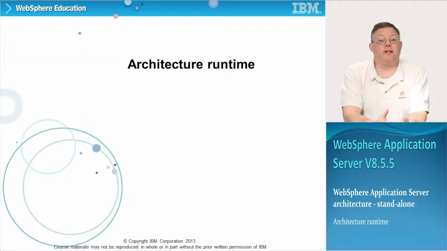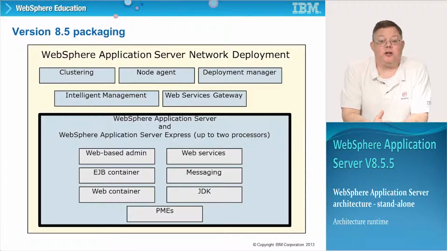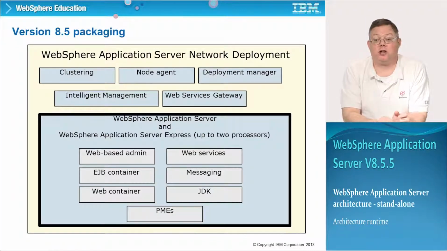So let's start with the architecture runtime. If you take a look at the diagram in front of you, you'll see a full-blown Network Deployment Edition as a top level. In that, you'll see components like the clustering, the node agent, the deployment manager, intelligent management features, as well as the web service gateway. These are product components that are specific only to the WebSphere Application Server ND, and of course, the WebSphere Application Server for z/OS. But in that nice big bright blue box that you see there are the base features.